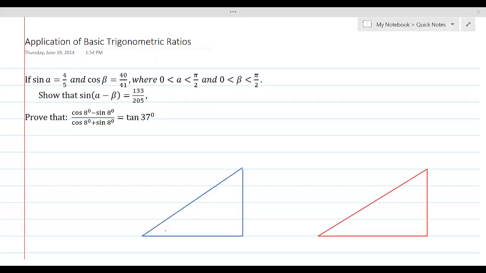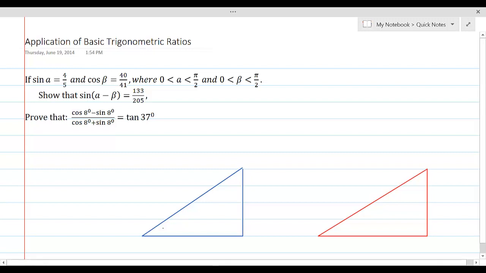For more practice of basic trigonometric identities, let's do a couple more questions. In question number 1, we are given angle alpha for which sine alpha is 4 over 5, and we are also given angle beta for which cos beta is equal to 40 over 41. We are required to find the value of sine of alpha minus beta.